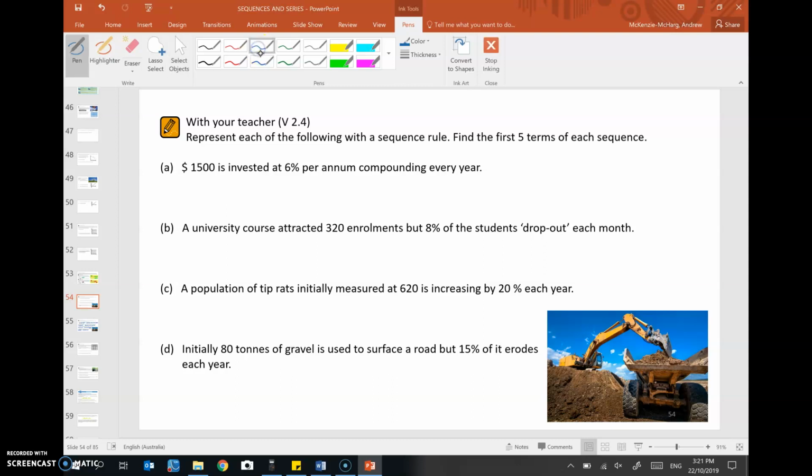Okay, so the first one here, $1,500 invested at 6% per annum. So the A value, the first term in this sequence, is $1,500. And we've got a 6% increase, so that means 106%, because we're going to increase by 6% each time, so we need to add that to 100%. When we divide that by 100, we get 1.06 for our common ratio. So let's put that into an equation. Tn equals 1,500 times 1.06 to the power of n take 1.